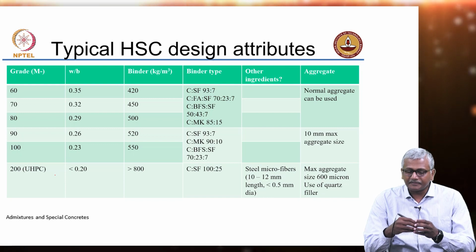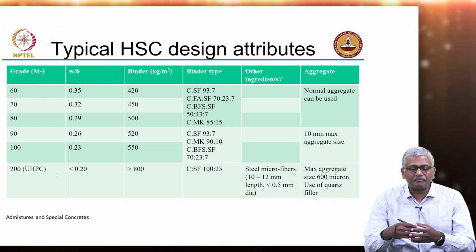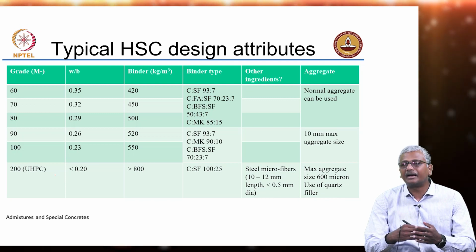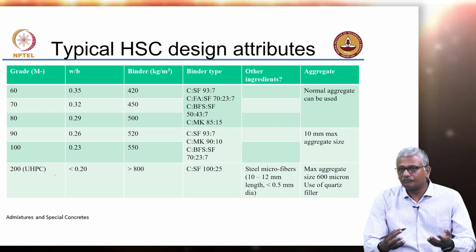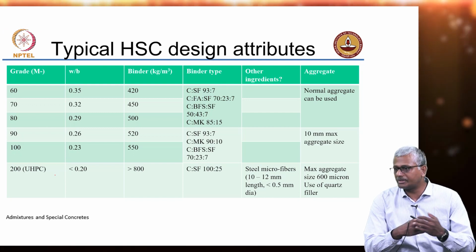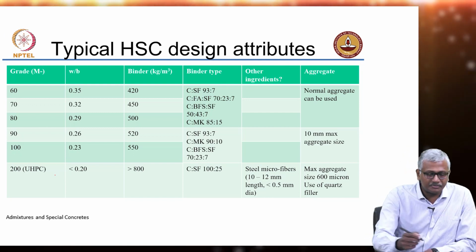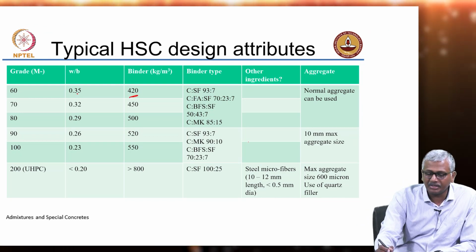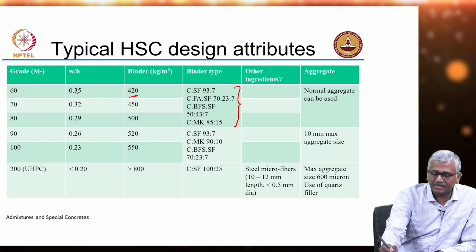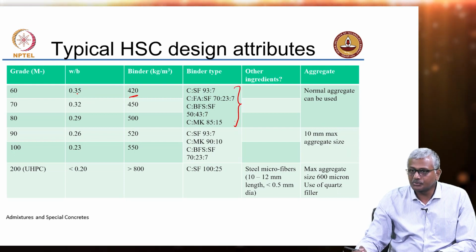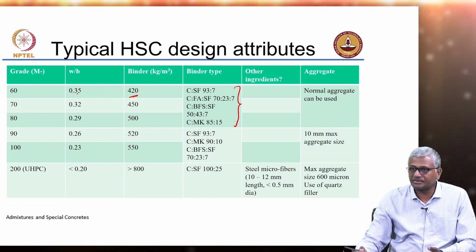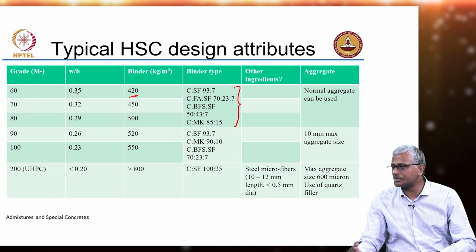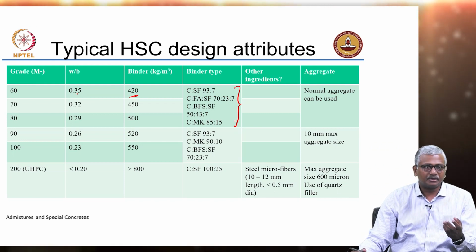But for the most part, what I have done is compile data from various sources and give a very generic idea about what could be a starting point when you go with a design mixture for these kinds of concretes. Let us say for M60 concrete with a water binder ratio of 0.35, the binder content is 420. There are different binder types and different binder combinations that can be used. Cement to silica fume of 93:7, assuming that we are optimizing silica fume usage at about 7% replacement.